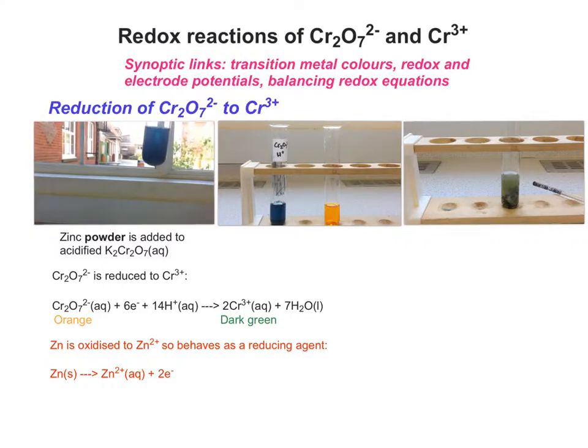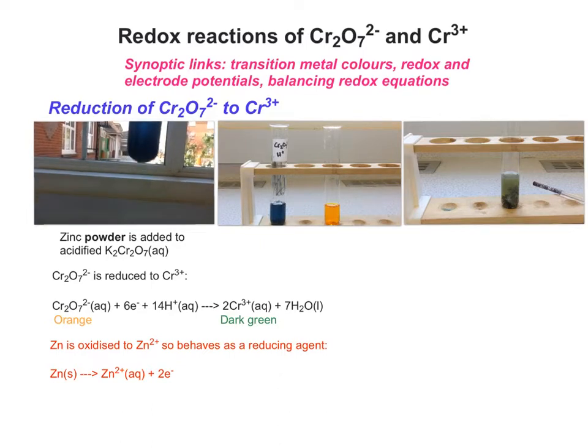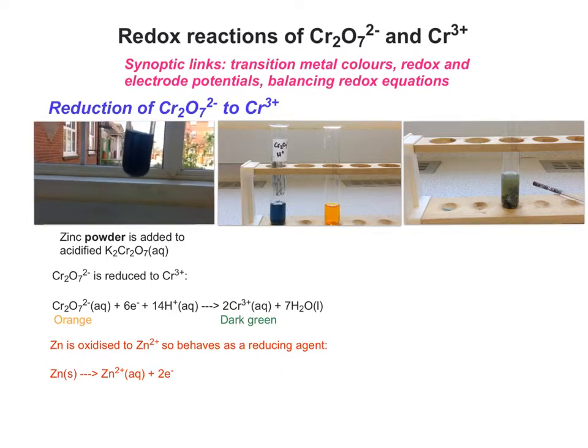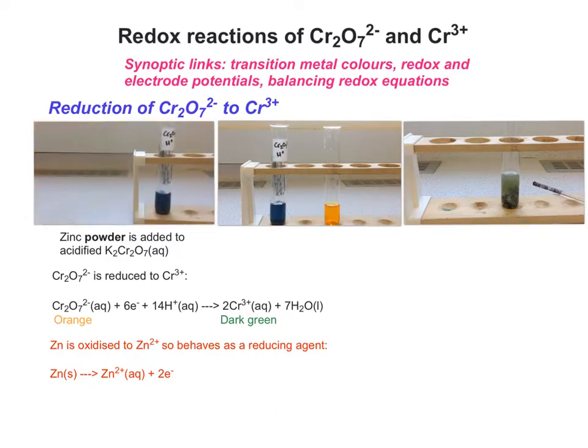So you may see now that it's against the light, it's gone even further to a blue colour. This shows another colour change. So just multiplying the zinc half equation up by 3 so that we have our 6 electrons that we need.